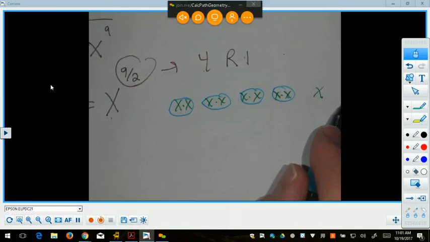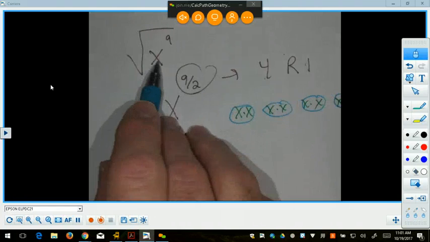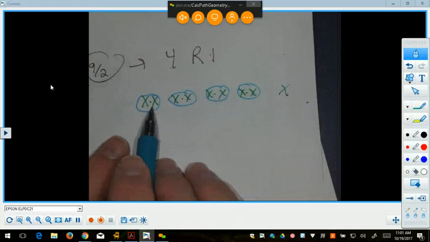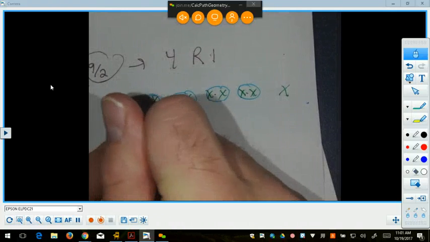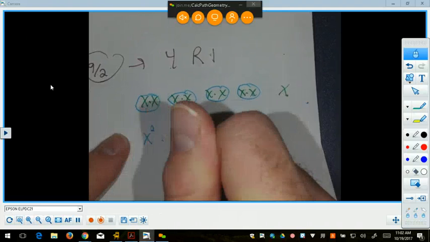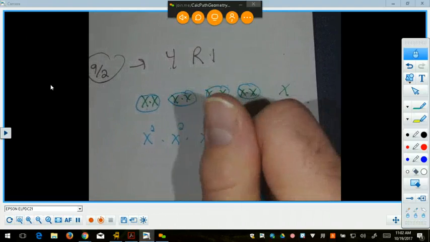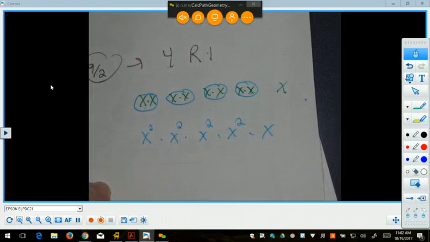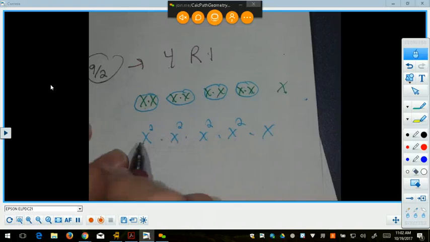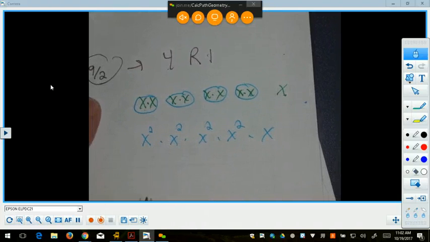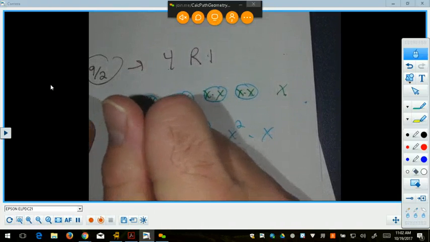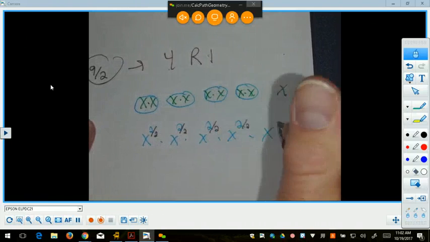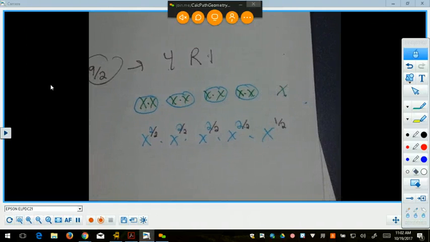Yes? Because that was x to the 9th, the square root, and the square root is 1/2, right? So now, what's x times x? That's x squared, right? I'm just regrouping this. I'm showing you exactly every step, but I'm going to show you a shortcut to this in a second. That might make more sense. These were all raised to the 1/2 power, right? So that's 2 over 2, 2 over 2, 2 over 2, 2 over 2. This is 1 over 2.